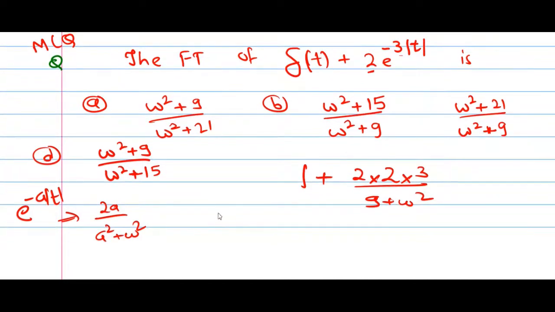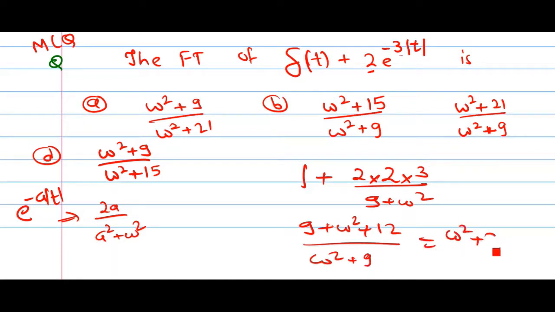Cross multiply. So this becomes 9 plus omega square plus this 4 into 3, 12, divided by omega square plus 9. The final answer is omega square plus 21 divided by omega square plus 9. So the correct answer is option C.